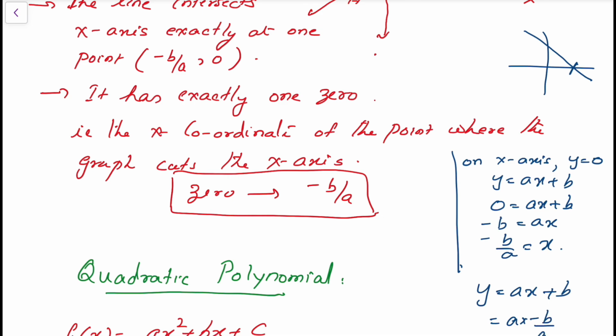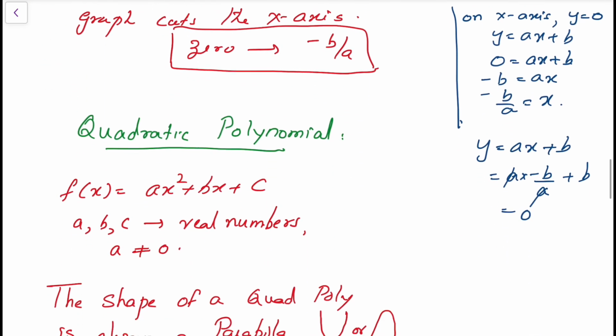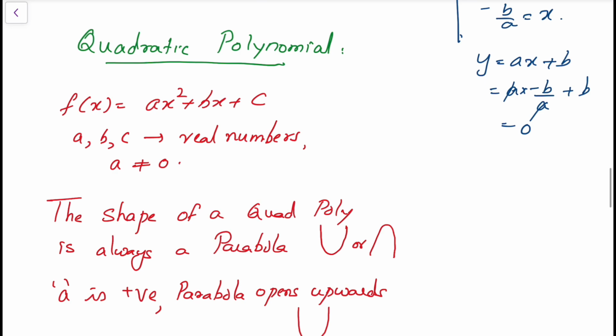In this, we put a into minus b by a. I am substituting x equal to minus b by a. That's a times minus b by a, plus b. So a and a will get cancelled. Now minus b plus b equals 0. So you got the value of the equation as 0. That means minus b by a is a zero of the equation. Hope it's clear.